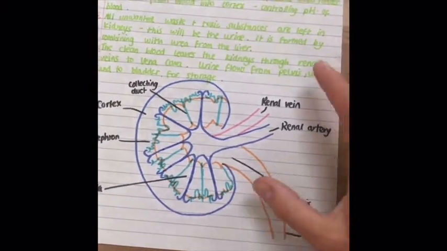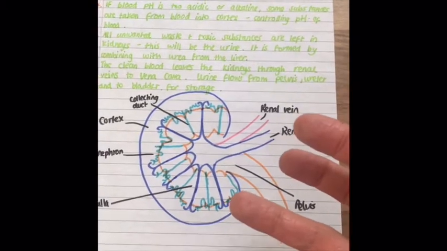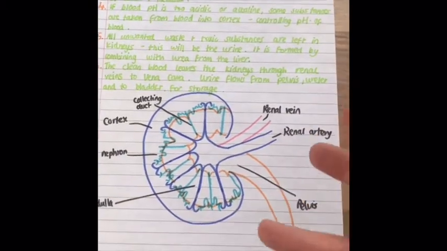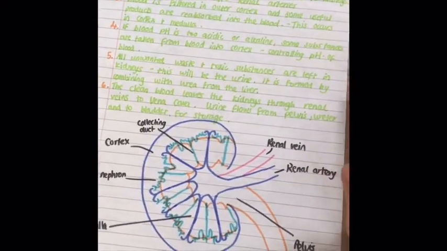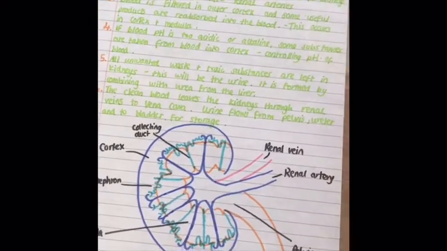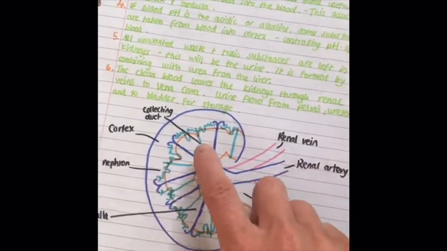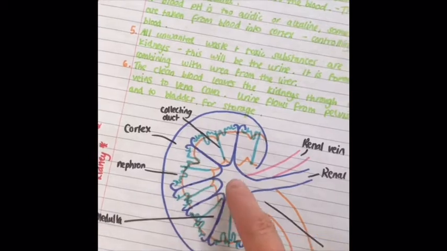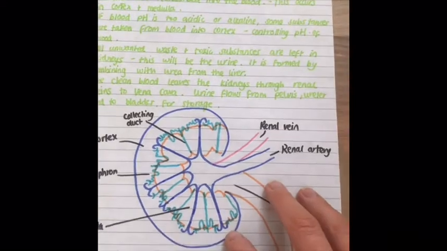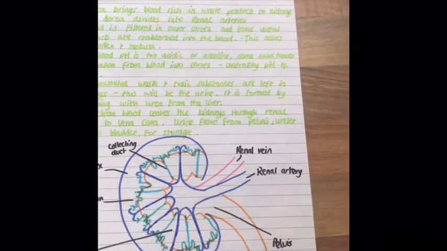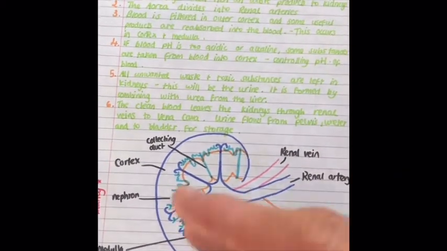What sort of substances are reabsorbed? Well, sugars, amino acids, some salt, and some water are reabsorbed. If the blood is too acidic or too alkaline, some of those substances are taken from the blood into the cortex. So it goes from the blood that has been carried in up through the renal artery, and is brought back. All of the substances that we want to keep in our body are reabsorbed, so taken out of the urine and put back into the blood.